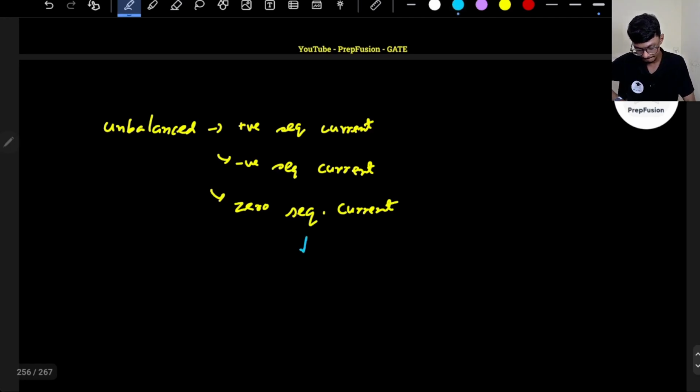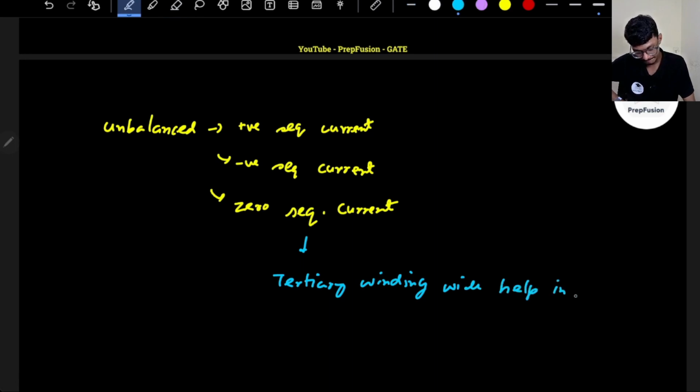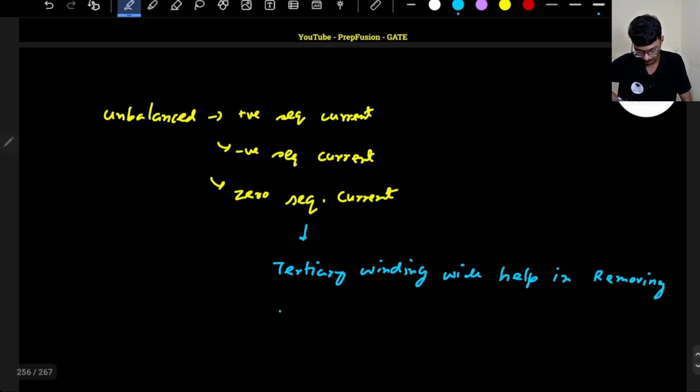So the tertiary winding will help in removing this harmonic. Don't worry if you don't understand what is positive and negative, we will discuss this in power system. Help in removing this harmonic.